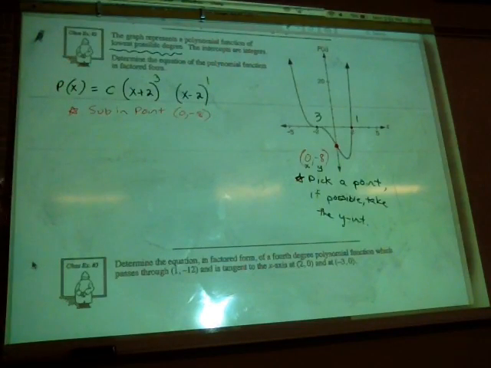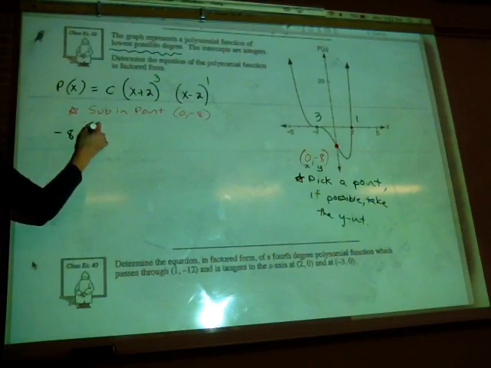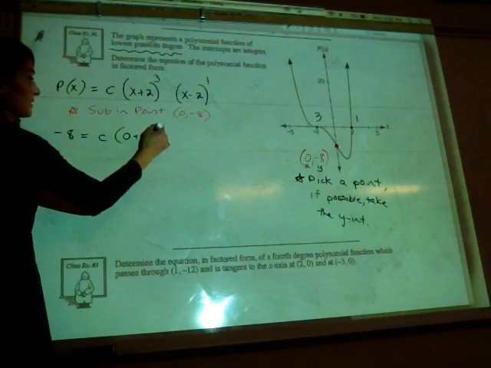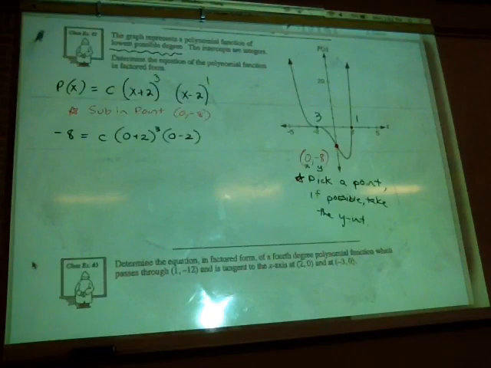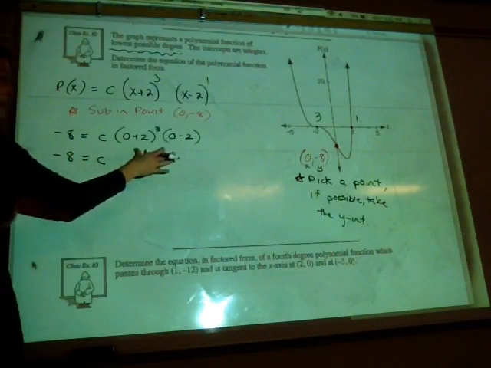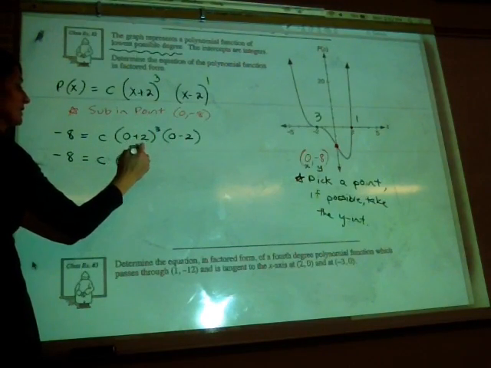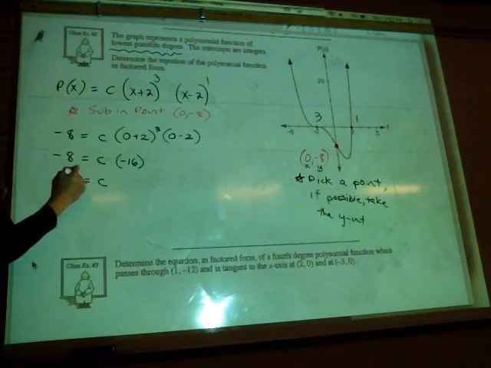Okay, so we wrote out our polynomial in factored form, we figured out a point, now we're going to sub that point into the polynomial. So p of x or y will become negative 8. C is what we're going to be solving for, and all my x's turn to zeros, which make my calculations very easy. So on the right hand side, 2 cubed is 8, 8 times negative 2 is negative 16. Divide by negative 16 on both sides and we get a half.